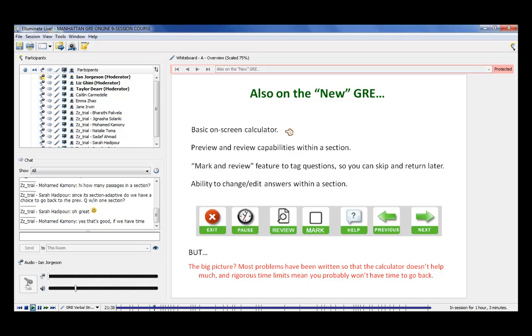We'll talk a lot about when you should be using the calculator and when you definitely shouldn't be using the calculator. Some people are going to use the calculator too much, and it's actually going to hurt them or slow them down. There's a lot of problems on the GRE that are actually a lot simpler to do if you don't bother trying to do the calculation at all.